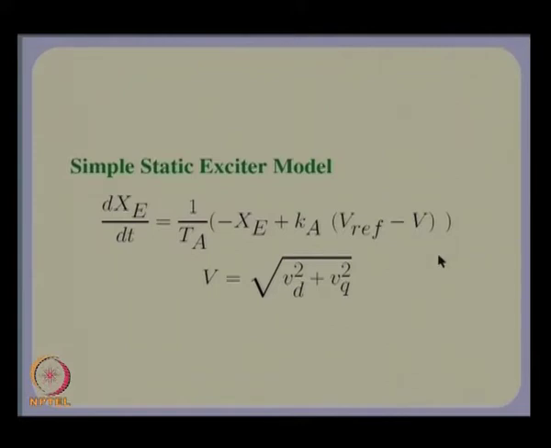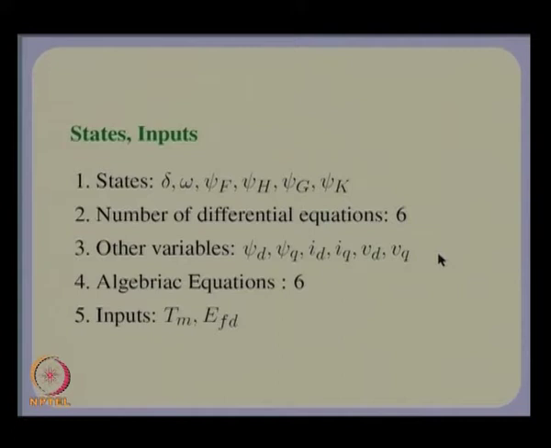V is equal to square root of Vd square plus Vq square, as discussed sometime previously in this lecture. So, there are 6 states, and 6 differential equations corresponding to these 6 states. The other variables psi d, psi q, id, iq, Vd and Vq are really not states. We have set d psi d by dt, d psi q by dt, d id by dt and d iq by dt equal to 0, because of which we have got rid of differential equations and redundancy of states. There are 6 algebraic equations of course, and the inputs to the system are Tm and EFD. E, the infinite bus voltage, and the frequency of the infinite bus also have to be given.